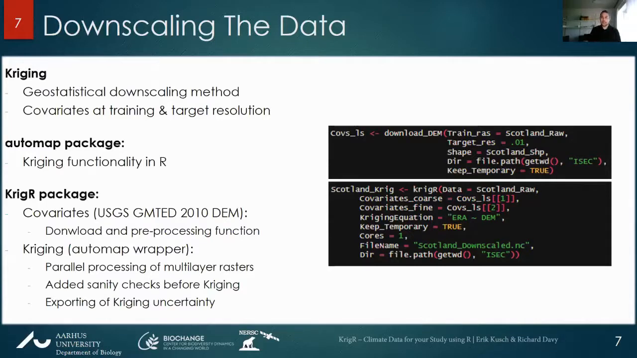We have also added in a few sanity checks before the actual KrigR starts to catch some of the most commonly encountered warnings or errors that one might face, and also to give novices in KrigR and statistical interpolation methods more understandable error messages instead of just the very cryptic R messages that everyone in here is used to by now, I assume. We, in addition to this, export the kriging uncertainty.